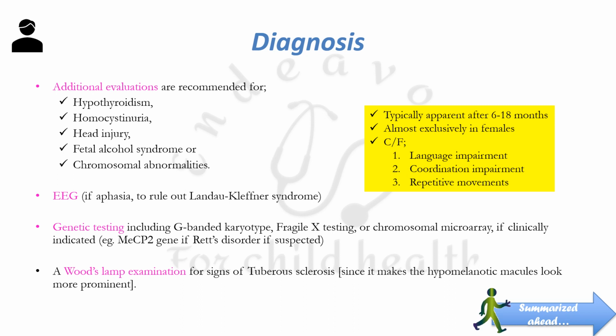A Wood's lamp examination is also warranted if the child has signs of tuberous sclerosis because it is coexistent. Wood's lamp examination basically makes the hypomelanotic macules of tuberous sclerosis more prominent.